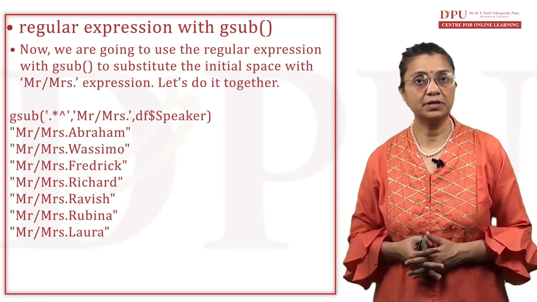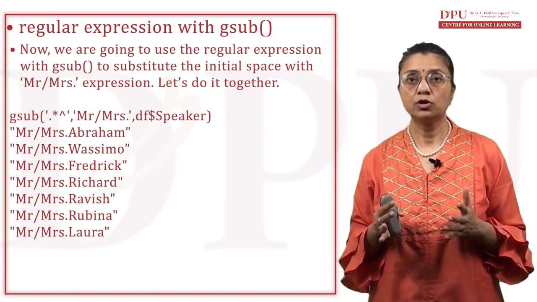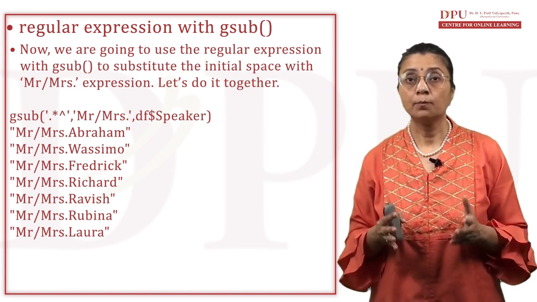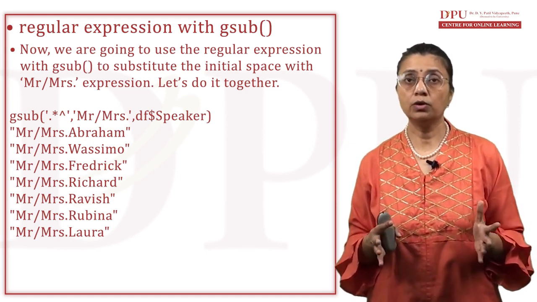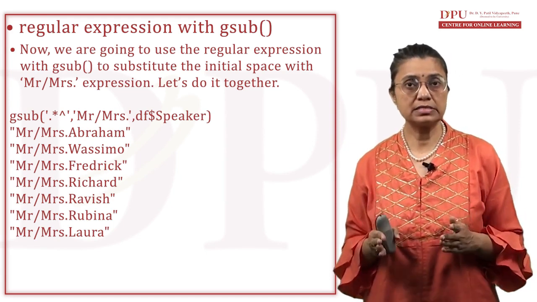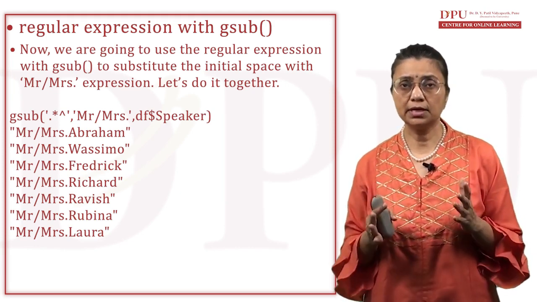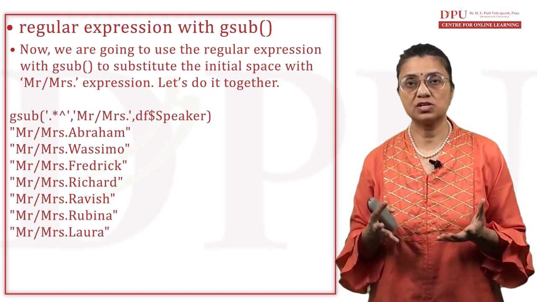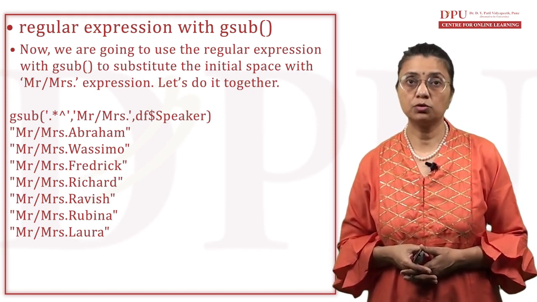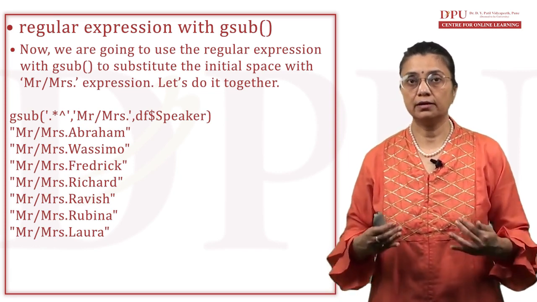And then the third parameter is our vector's column. So here you can see df$speaker, which means pull the speaker column of the df data frame. Don't take all the columns. Look for this only in the speaker column. So you can see that the speaker vector that we have created is what we have pulled as our location where we want to do a global substitution. And after that, we press enter.